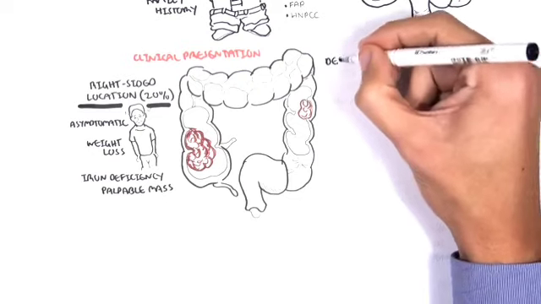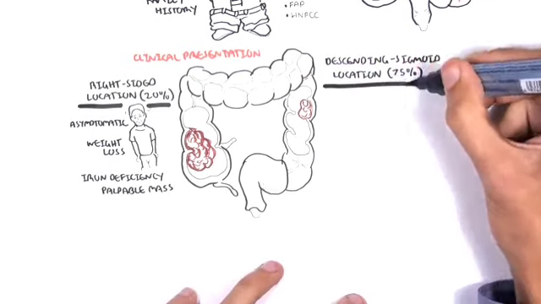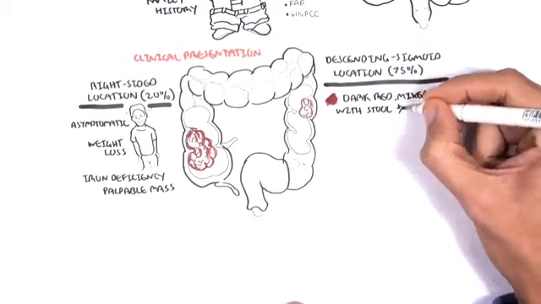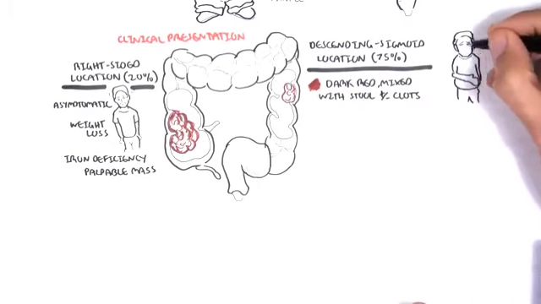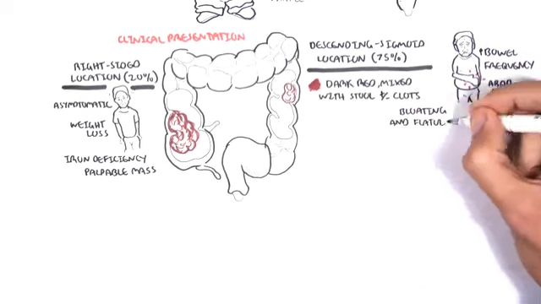Tumors occurring in the descending sigmoid area account for the majority of colon cancer, 75% of cases. Patients can complain of dark red blood mixed in with stools, plus minus clots. There can be increased bowel frequency, abdominal pain, and bloating, flatulence, and mucus present.